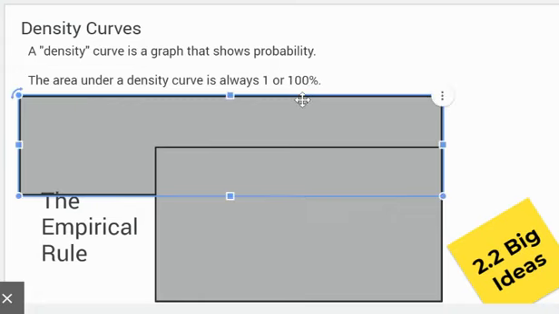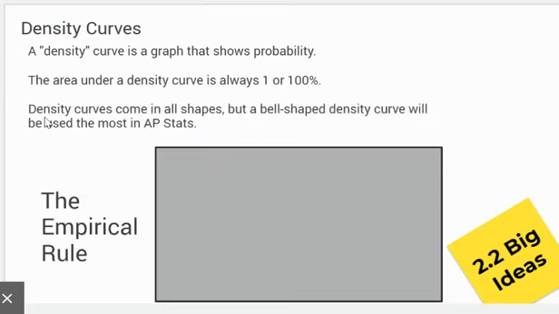The density curve represents all of the data in a distribution, so that's why the area under the curve is 1 or 100%. And finally, density curves come in all shapes, but a bell-shaped density curve will be used the most in AP statistics. So it doesn't have to be a bell-shaped curve in order to be a density curve. We could have a curve that is skewed right or skewed left, or it could just be all kinds of crazy shapes. And they could all be considered density curves if we consider the area under the curve to be 1 or 100%, and we can find probabilities. So that's a little bit about density curves.